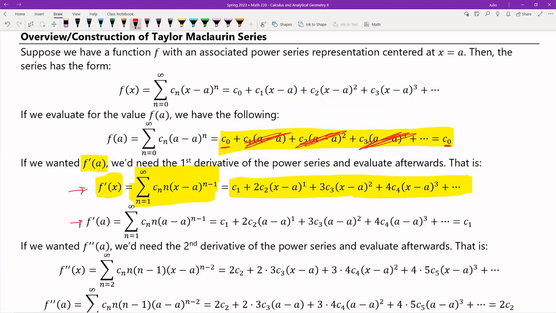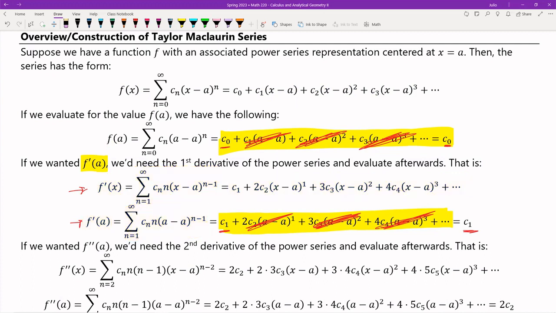So if we want to plug in x equal a to our function, that is equivalent to plugging it into our derivative, which means it's equivalent to plugging it into our power series. If I write it all out, this is what it's going to be equal to, and lo and behold, the same thing happens here. A minus a cancels away, a minus a cancels away, a minus a cancels away. The only thing that is left is C1.